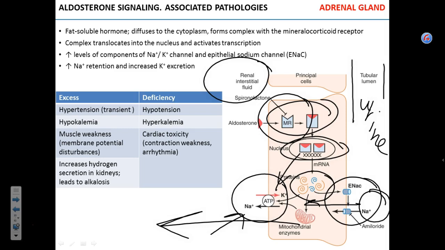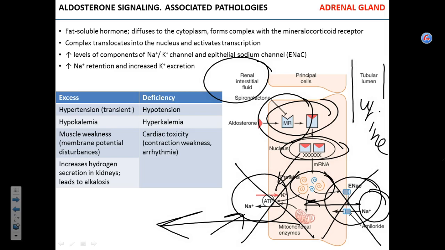It's not working anymore, right? There's no complex between hormone and receptor. Is there any transcription? No. Is there any translation? No. Are these proteins established in the membrane? No. Is there sodium reabsorption? No. So where does sodium stay?